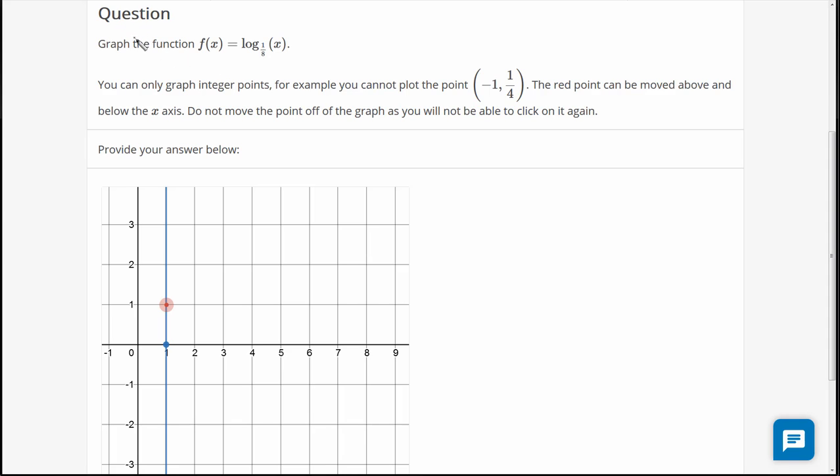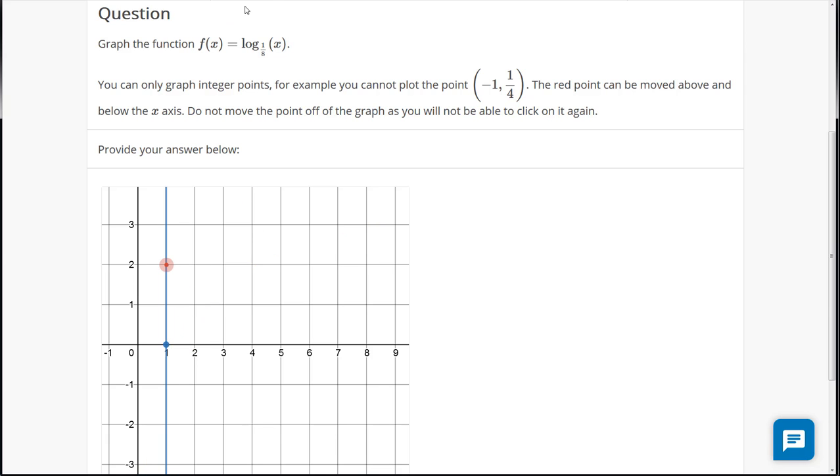So we got a problem here. We want to graph the function log base 1/8 of x. We're supposed to drag this red dot somewhere so that we wind up with the correct graph. And we can't actually move the point 1, 0. It's stuck. And you might say, oh my gosh, how am I going to draw the right graph if I can't move that point?